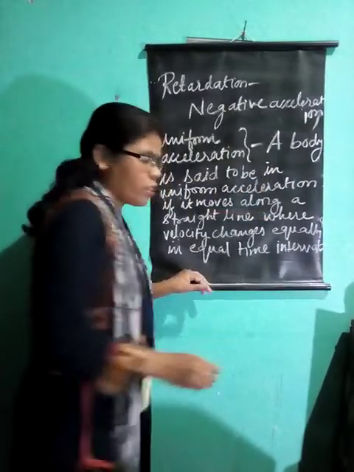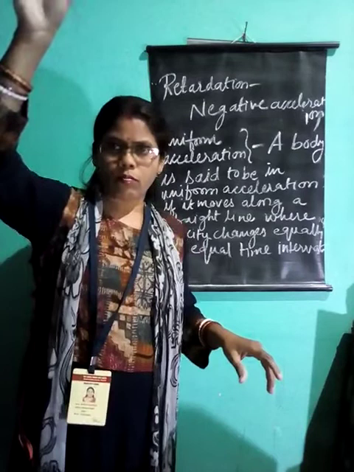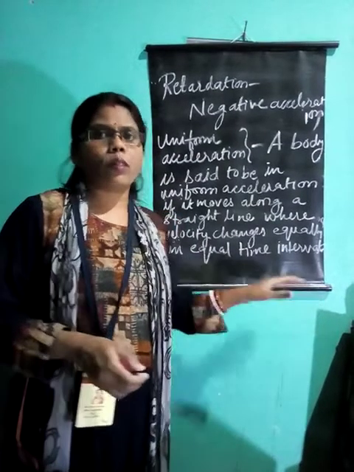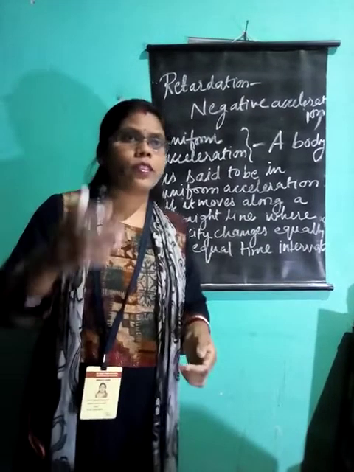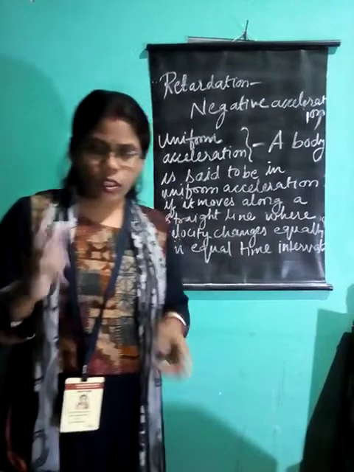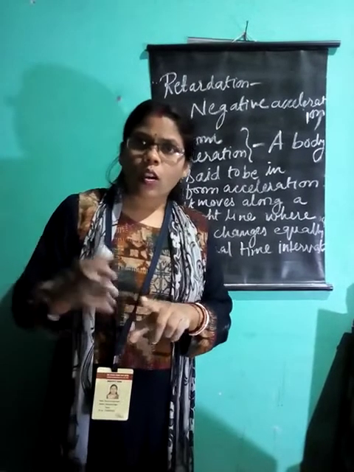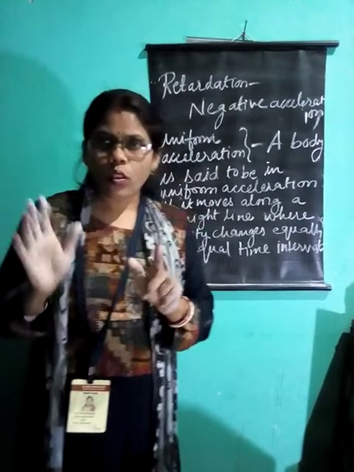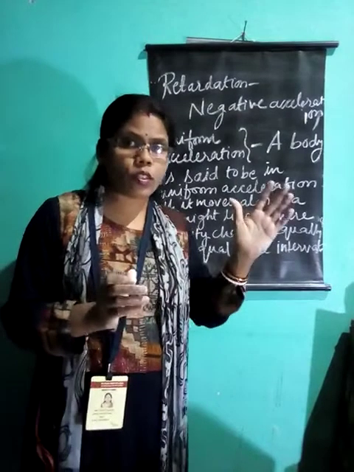There is an example: a body when dropped from a height, that is a freely falling body. It is an example of uniform acceleration. Here in uniform acceleration, what is happening? See, two things are happening. What is changing? Here speed is changing, and in what time? Equal time. So you need to understand this in uniform acceleration.